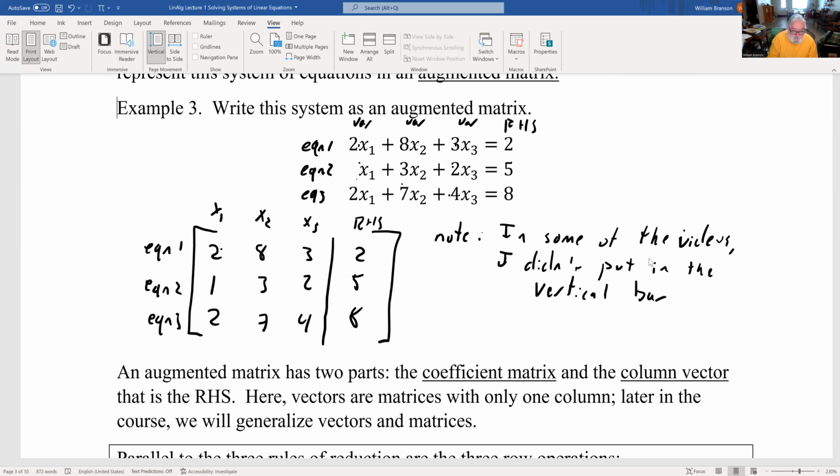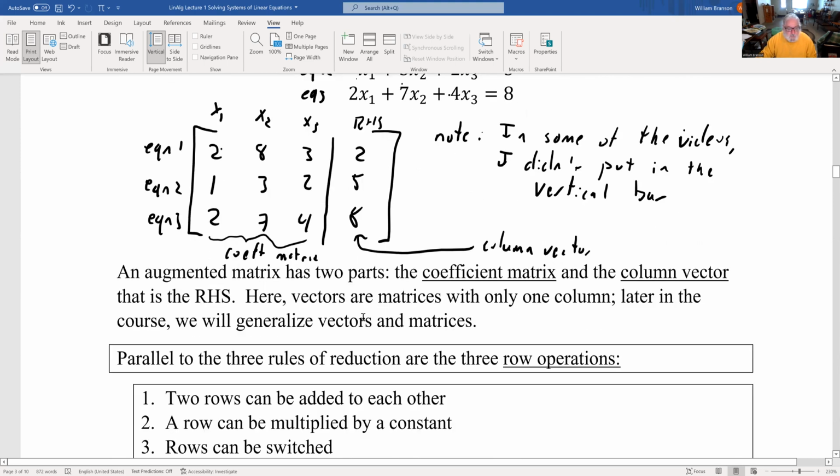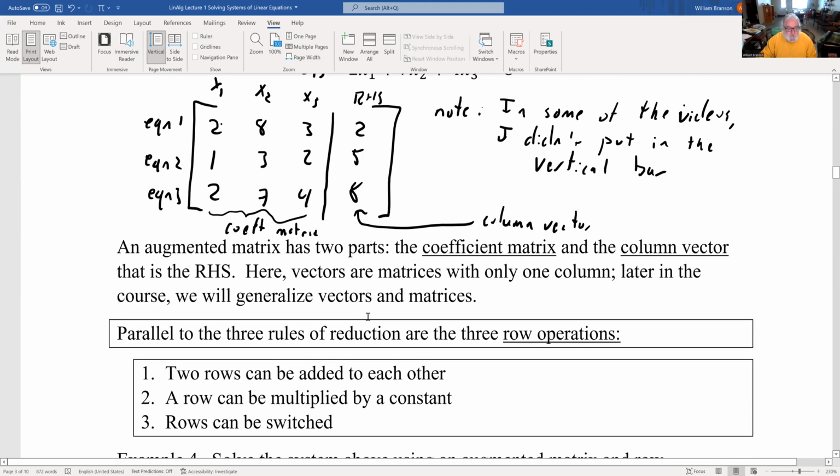So this part is the coefficient matrix. This is a column vector, right? It's just a bunch of numbers written in a column, and that's the right-hand side. So vectors are matrices with only one column, and we'll later generalize vectors and matrices.